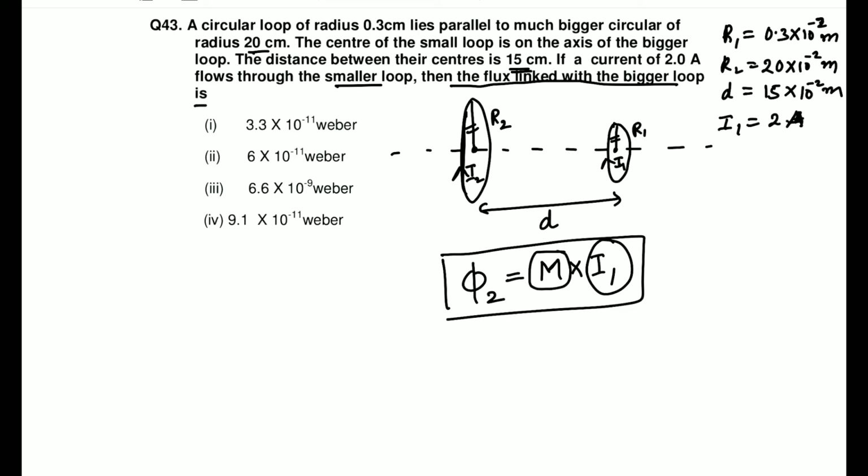Now I do not know the value of M. That is the problem. I do not know the value of mutual inductance, right? That is the main problem. So I have to find out the value of M, then only I can solve this, then only I can find out the value of phi 2, right?